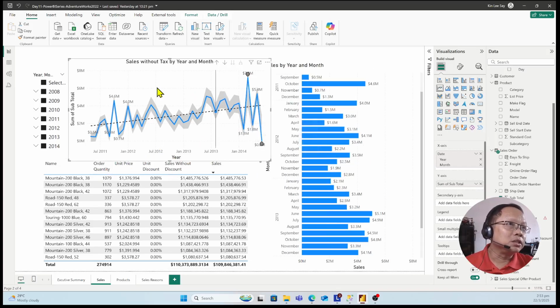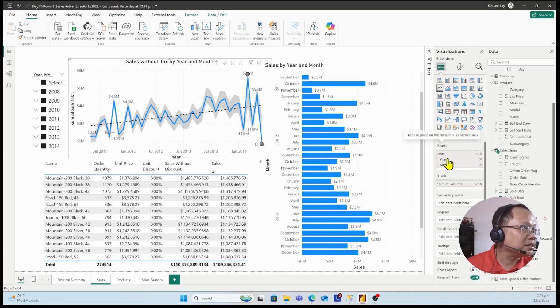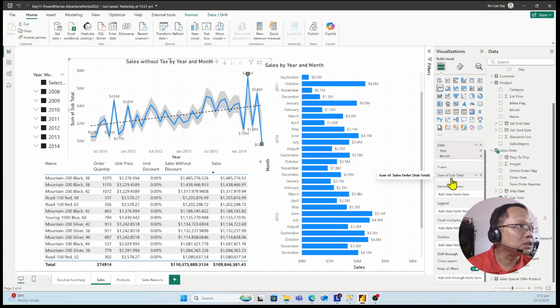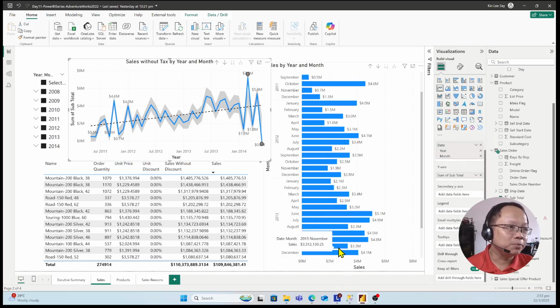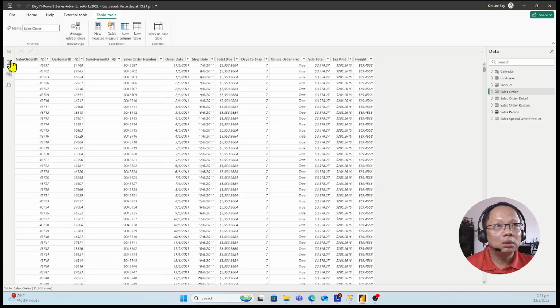What else? Okay, this is the line graph that I've plotted. The x-axis is year and month, and the y-axis is the sum of the subtotal, which I made some adjustment on in my query. Okay, let's go to the table view.